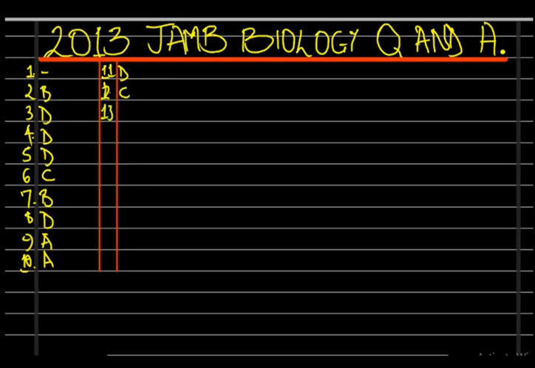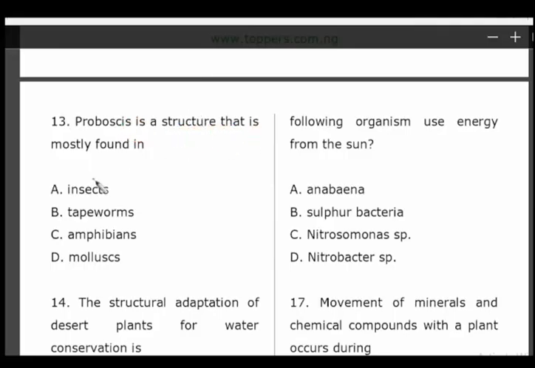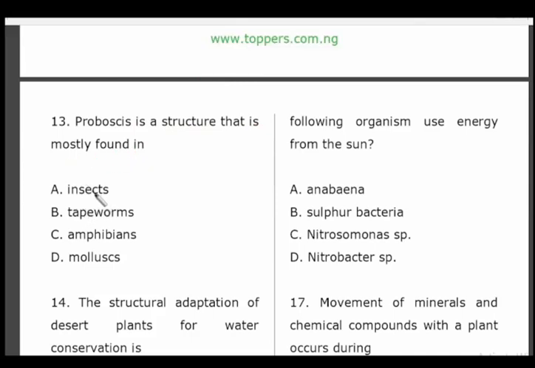So we move to question 13. Proboscis is a structure that is mostly found in insects. It is the straw-like material that they insert into the organism they feed upon to suck food materials in the form of liquid. So the proboscis is possessed by fluid feeders. They feed on fluidy substances, and that is why they make use of their proboscis. So the answer to that question is option A.